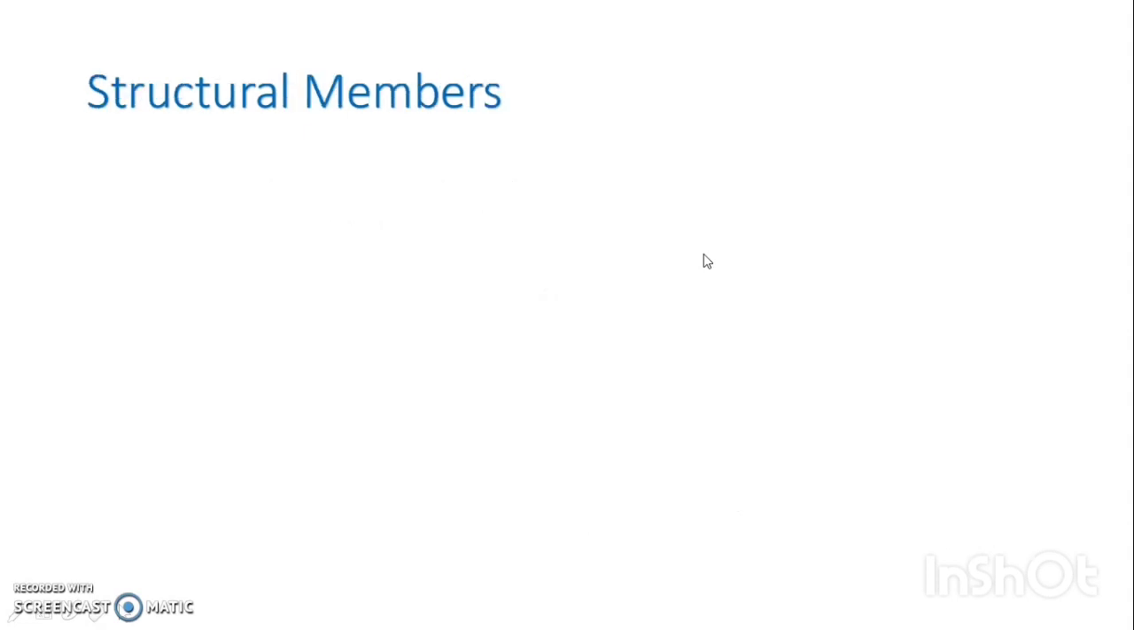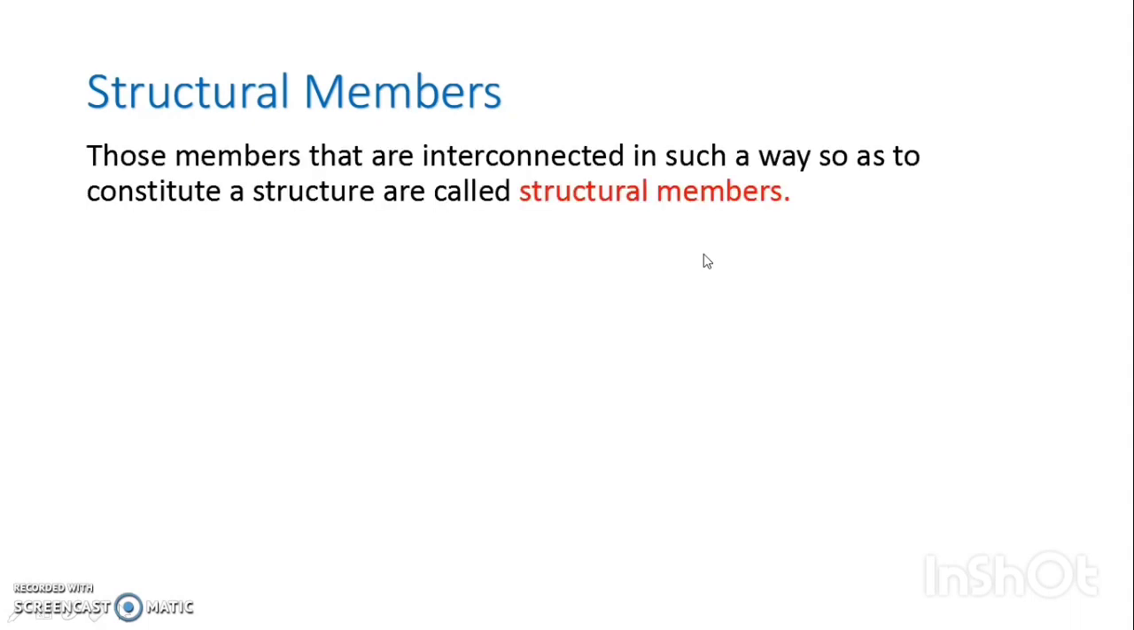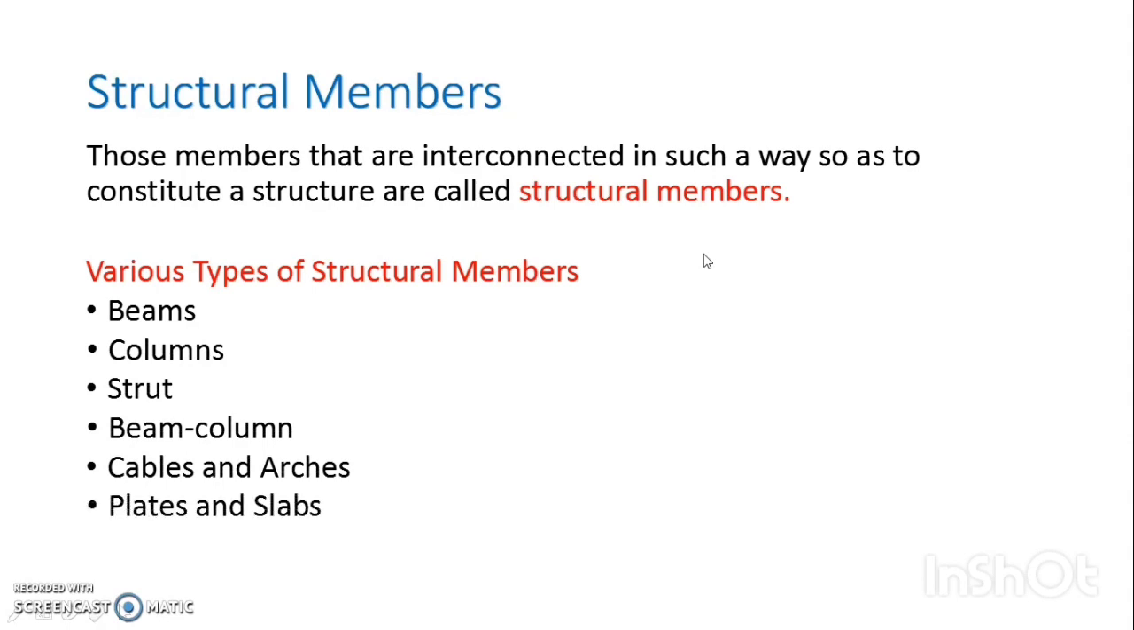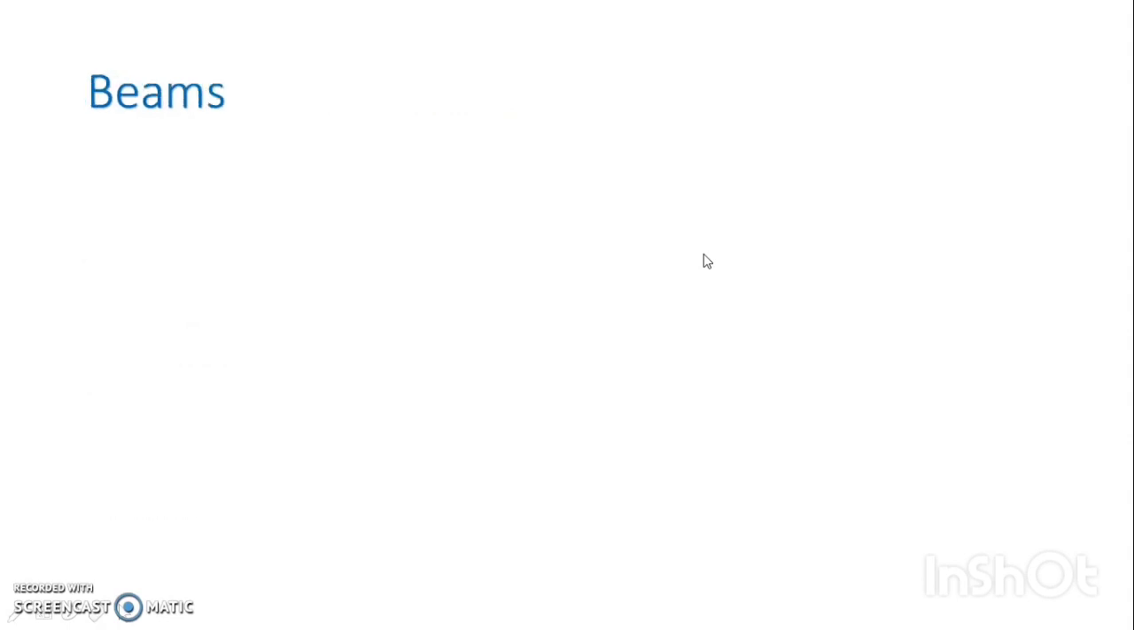We already said that a structure is formed by various structural members. So first we'll discuss the various structural members which form the structure. This is the definition for structural members. The various types of structural members which form structures are beams, columns, struts, beam columns, cables and arches, and finally plates and slabs. First, we'll discuss briefly about beams.